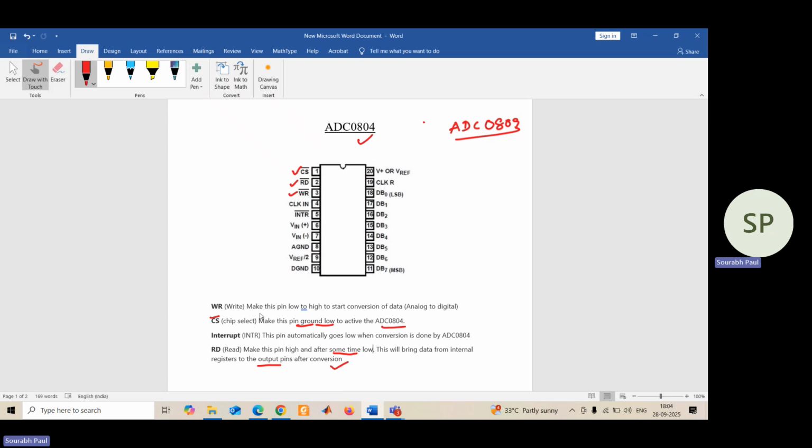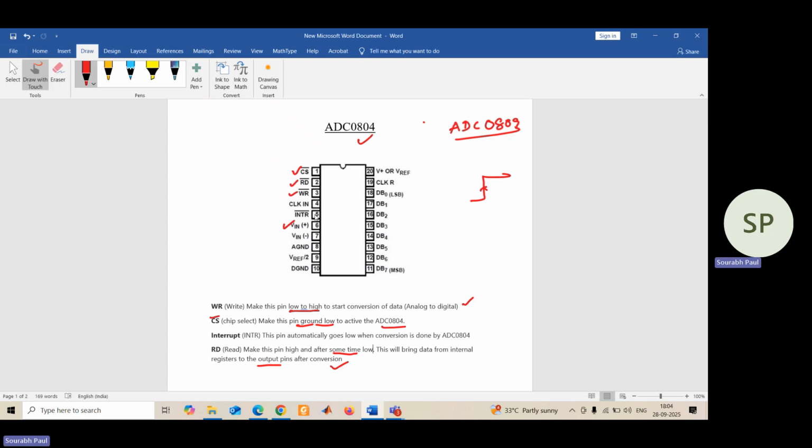Then write bar. Write bar is basically used to start the conversion. So how to start the conversion? In write bar, you have to make a transition from low to high to start the conversion of the analog to digital signal. The analog signal you have, you give to the terminal V in plus, and you have to activate this write bar line. How to activate it? You need to make a low to high transition. Then the conversion will start.